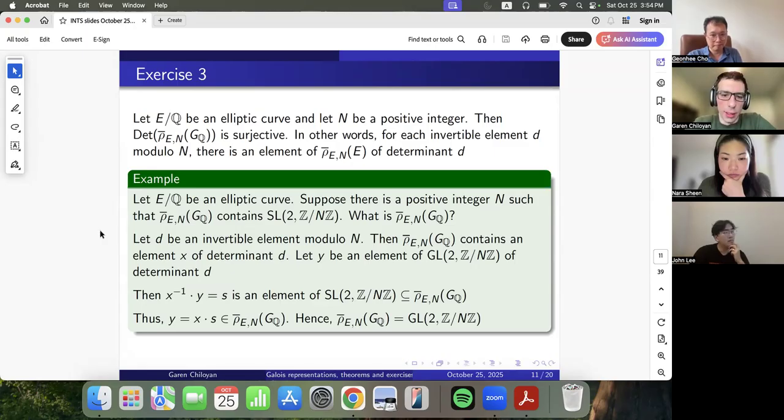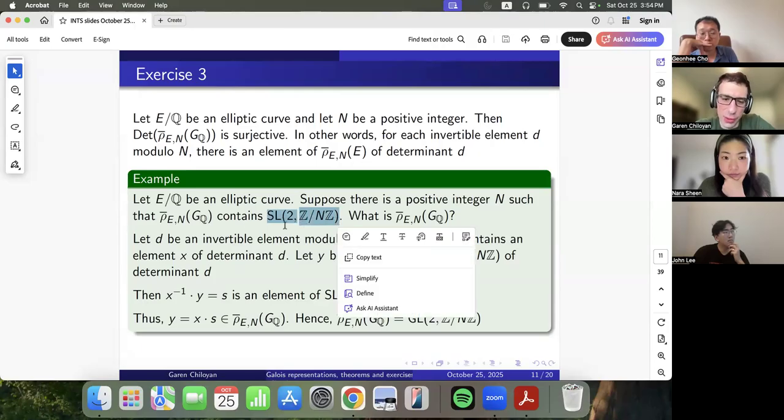Got it. I'm working on a paper. It shows you how important this is, SL2 as a subset of the image of the mod n Galois representation. This group is extremely hard to work with. So hard.